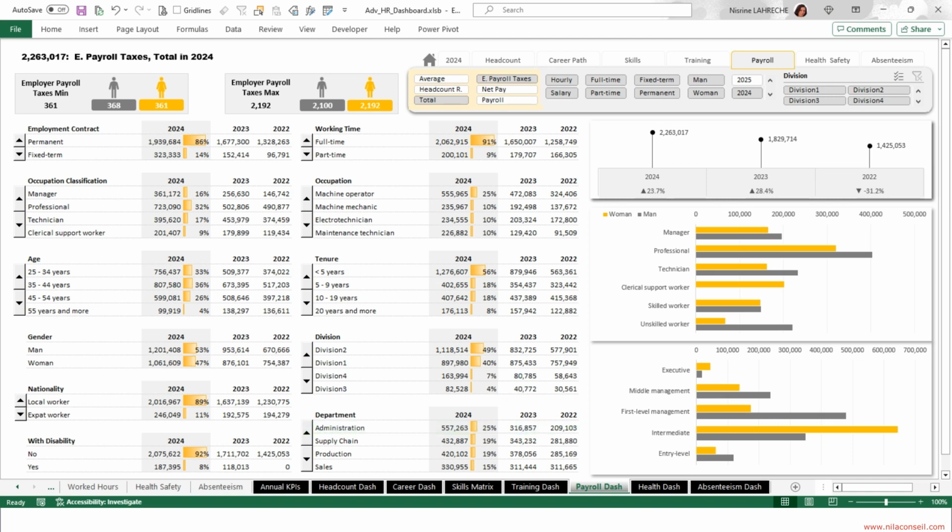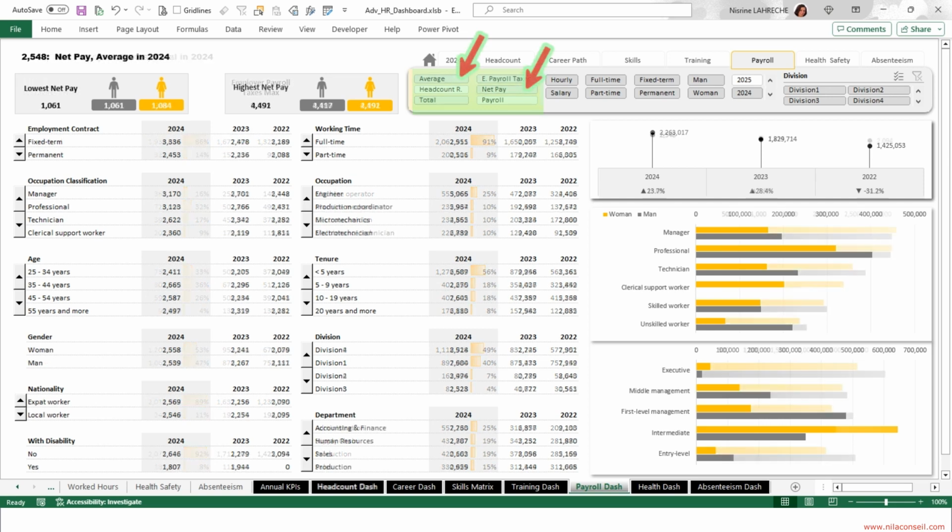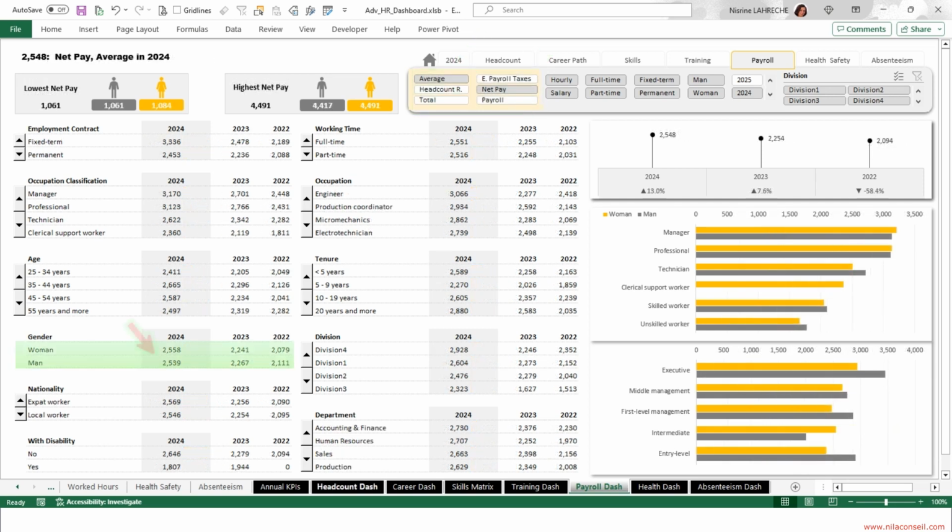The analysis of the average net pay allows you to see that there is nearly no gap between women and men. There is almost no difference between the remuneration of expats and locals. However, employees with disabilities have significantly lower pay than their colleagues. The net pay of men and women are relatively equal in terms of occupation classification. But there are gaps in remuneration in terms of job level.